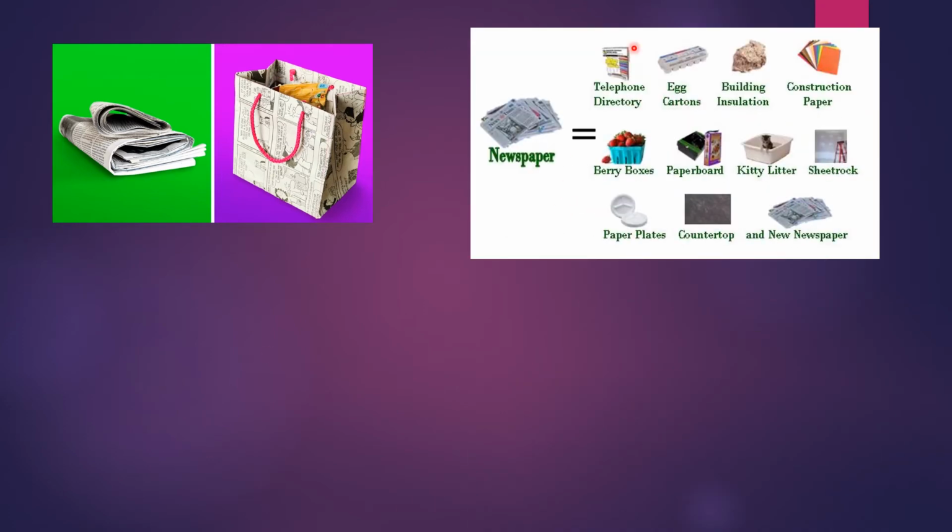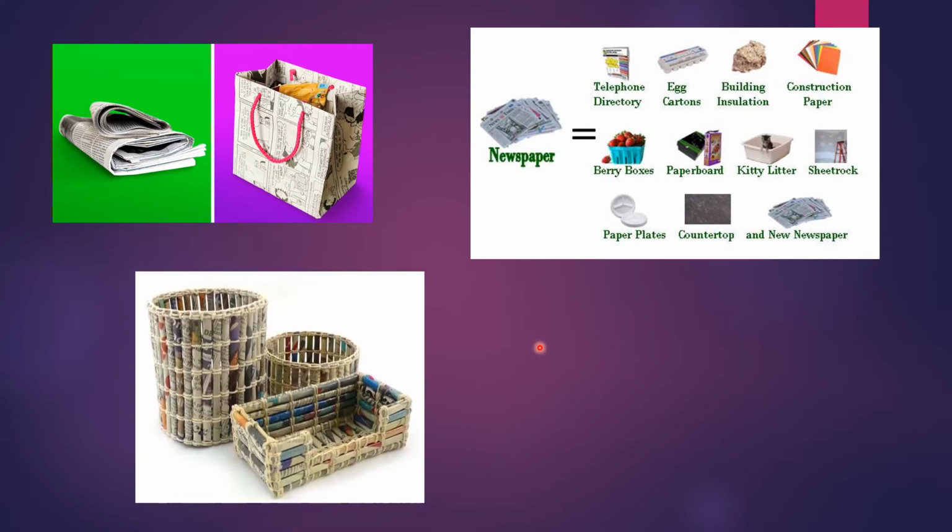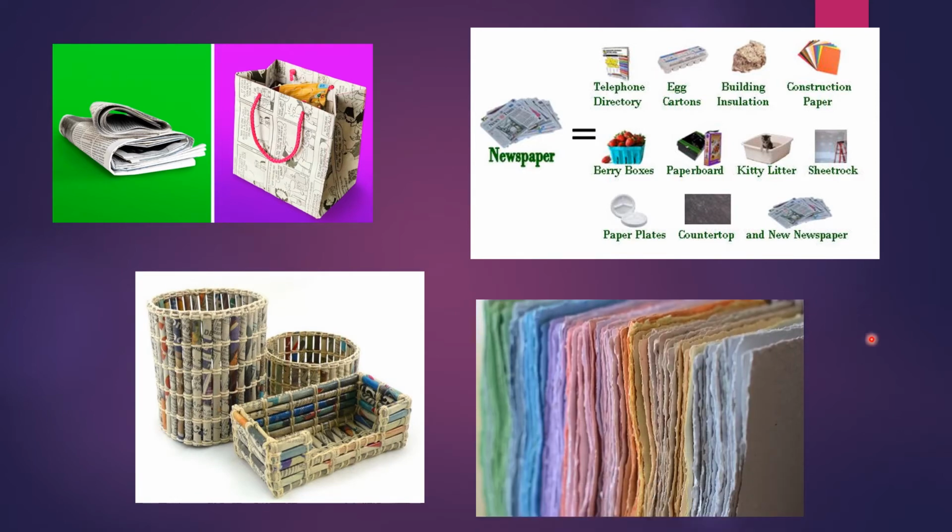Moving on, children, see here, by using newspaper we can make many things. The first one is, what is this? Bags. We can make telephone directories, egg cartons, construction paper, berry boxes. There are many things which can be made by recycling paper. See the beautiful things, table stand, pen stand, and all that. Charts, handmade paper. It's a long process which is used to make handmade paper.